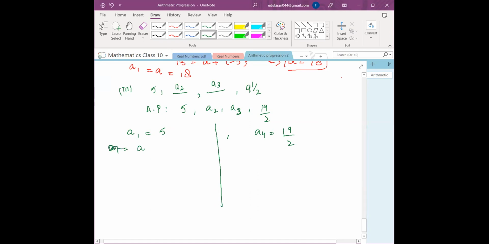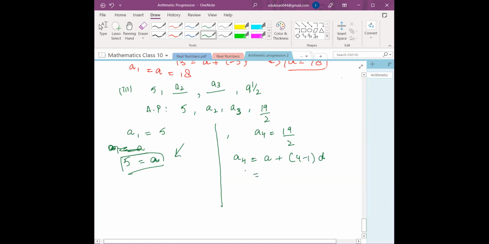A1 is already given, which is 5, which is equal to A. So A is 5, which is actually already given, so I think it's not required. Now come here, A4. So A4 is equal to A plus 4 minus 1 into D, correct?